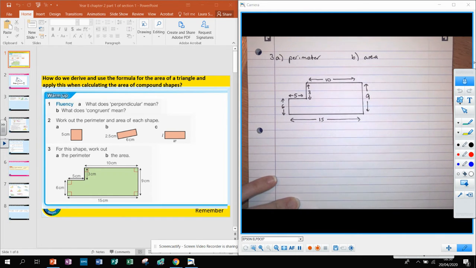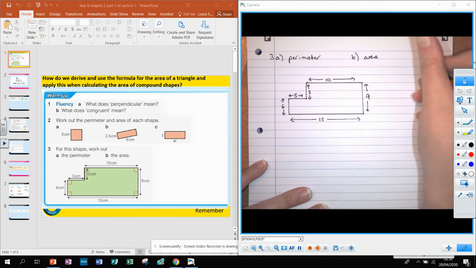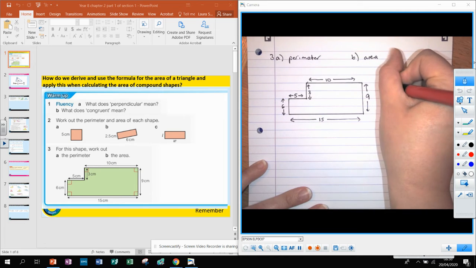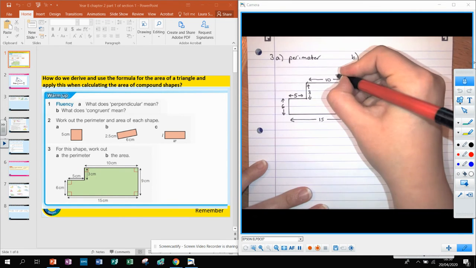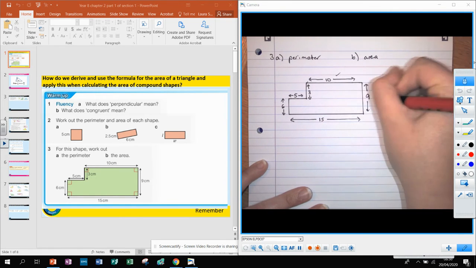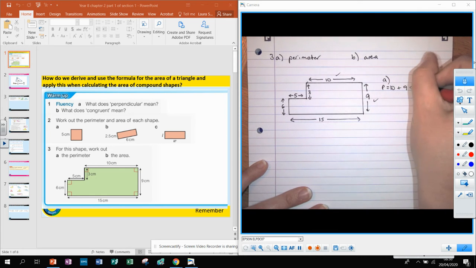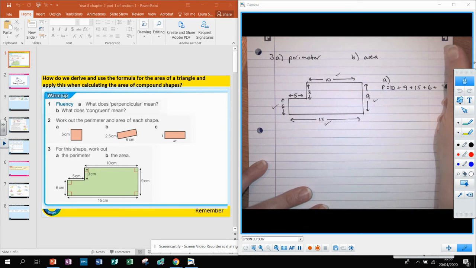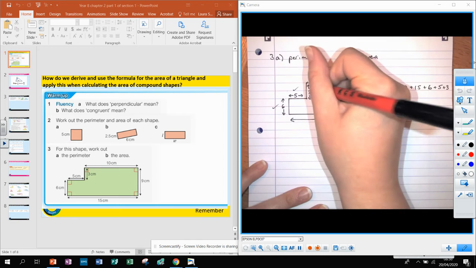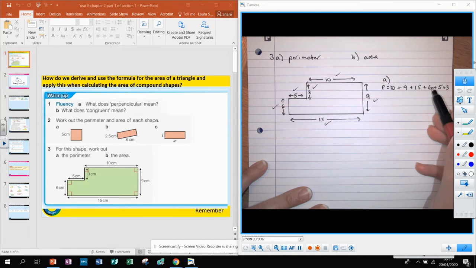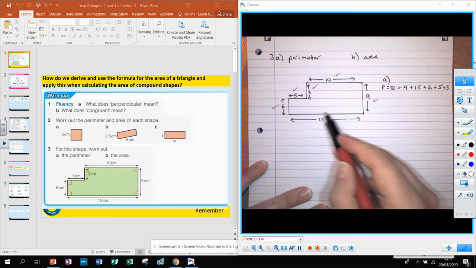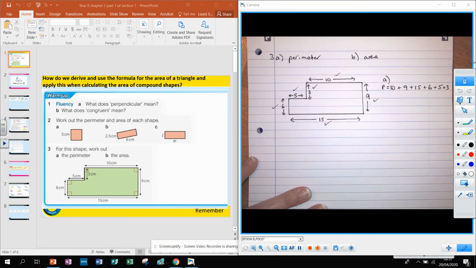So in terms of your perimeter, we just need to add them all up, but make sure you tick as you go. Okay, so for part A, we're finding the perimeter, and that's going to be equal to 10 plus 9 plus 15 plus 6 plus 5 and then plus 3. Okay, so double check: 1, 2, 3, 4, 5, 6 sides. Okay, lovely.